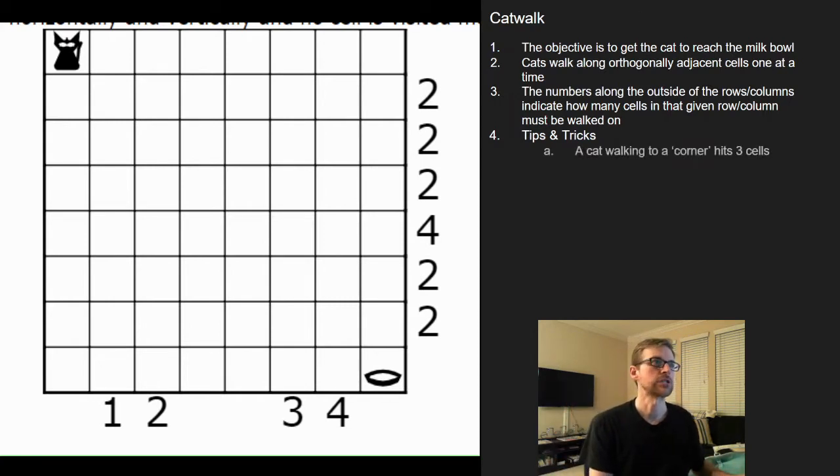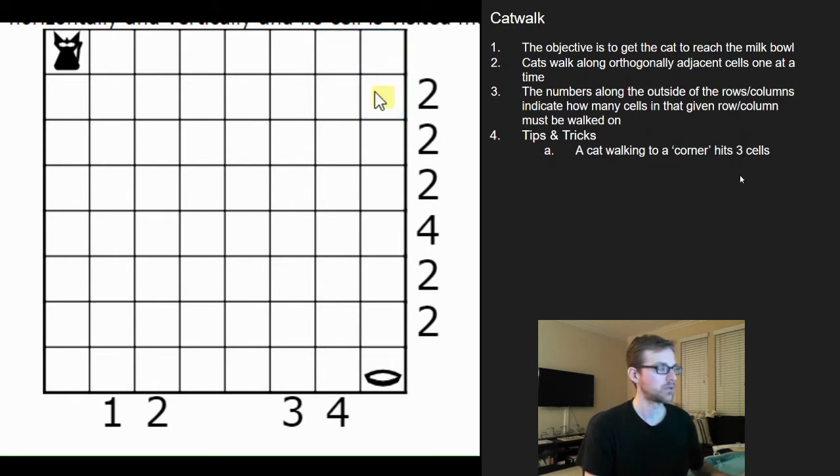As far as tips and tricks, one of the things to keep in mind are the corners. If you're along a corner, you're going to have to see three cells, right? So if, let's say for instance, he walks on that corner, he's going to have to walk on those two as well, just like that. So it's always important to keep that in mind.